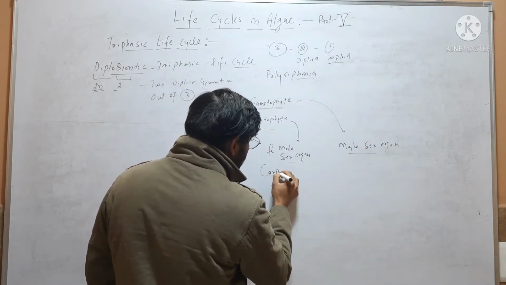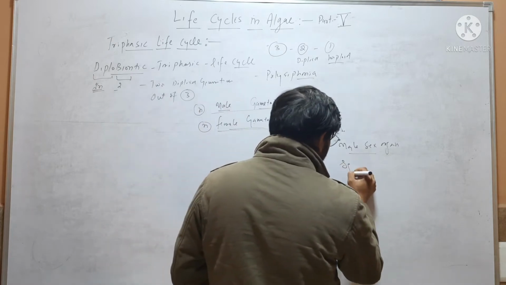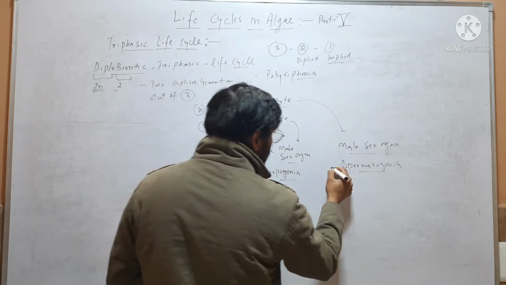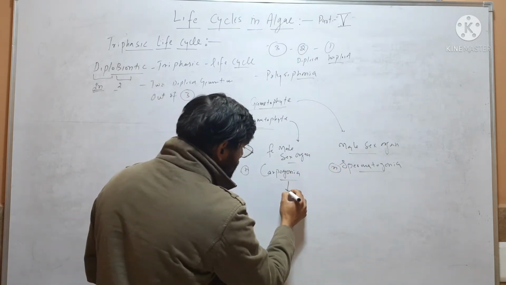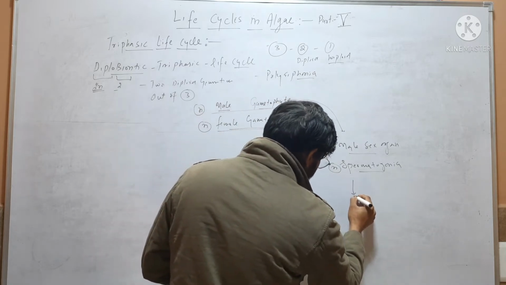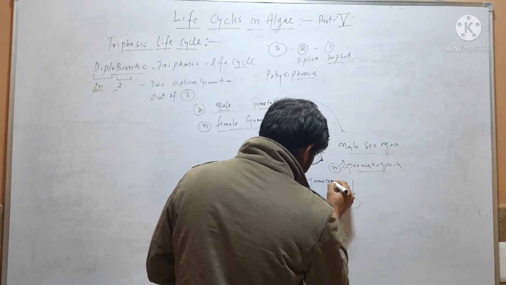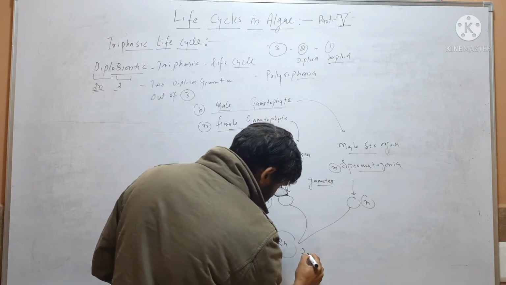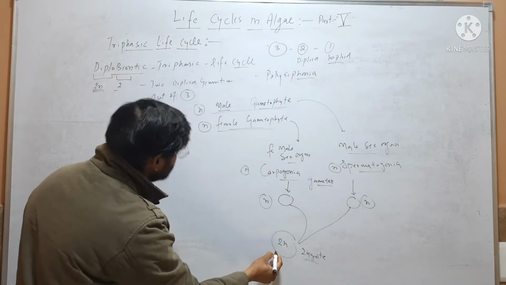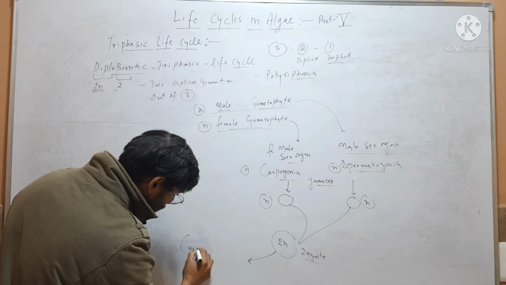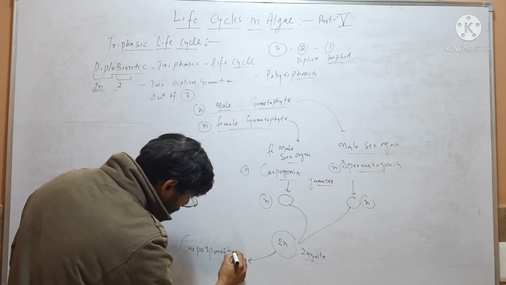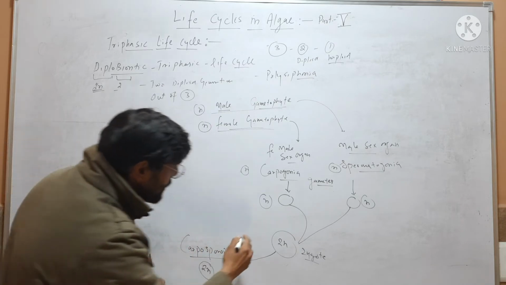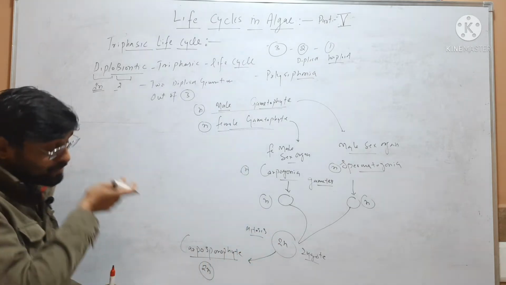That is called carpogonia, and spermatogonia. So these are also haploid. Then they will produce gametes, male gametes and female gametes. Then these gametes will fuse and they will form the zygote. This zygote then by division forms carposporophyte. This carposporophyte is diploid because the zygote by mitosis forms carposporophyte.